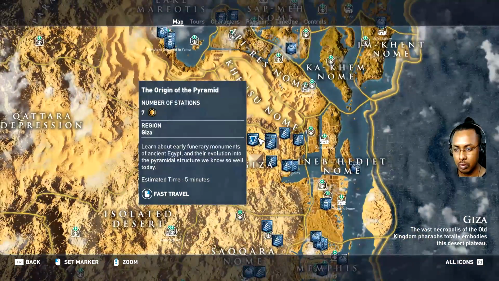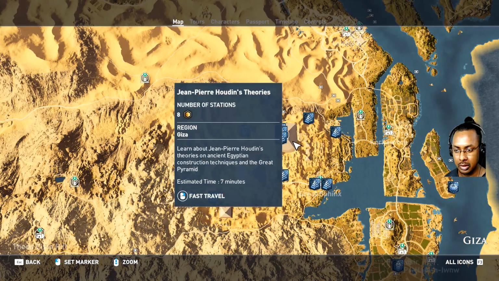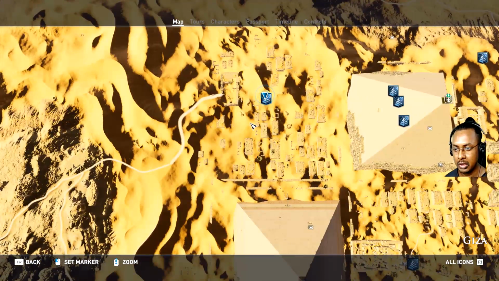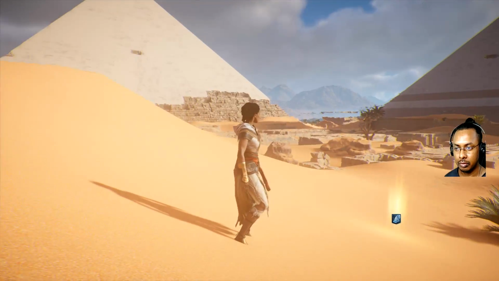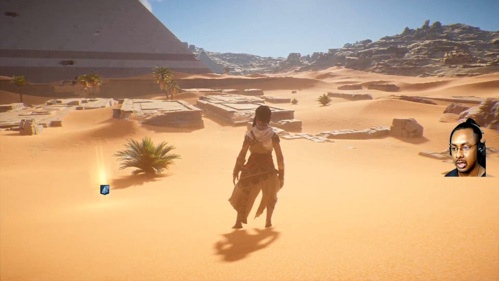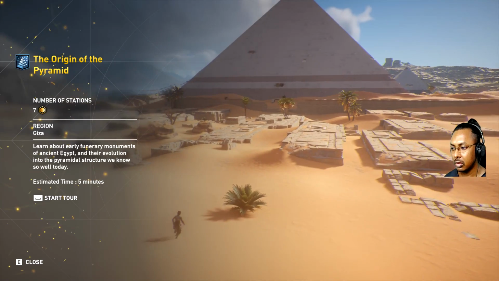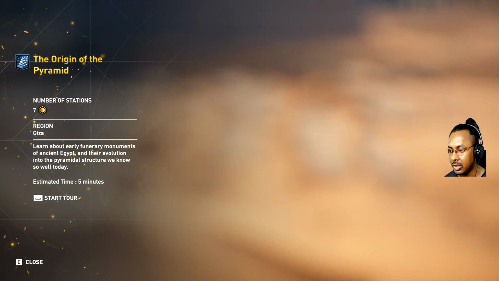So where are we exactly on the map? Okay, so these are the main two pyramids, the biggest ones, the ones we saw for the very first time in the game. Okay, let's see what it has to say. So this is station 7, the region of Giza.